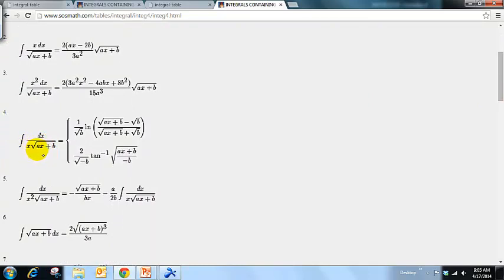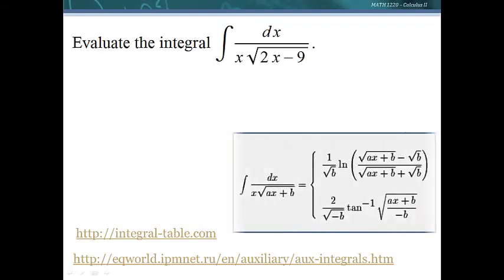I see this x out in front and then ax plus b, and it's got a couple of options here depending on what b is. So let's go back and look at that. Here was our formula. Let's identify our pieces first of all. Our a is right here, that's a 2. And our b is right here, that's -9.